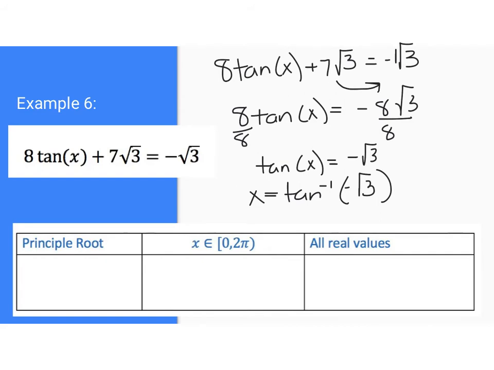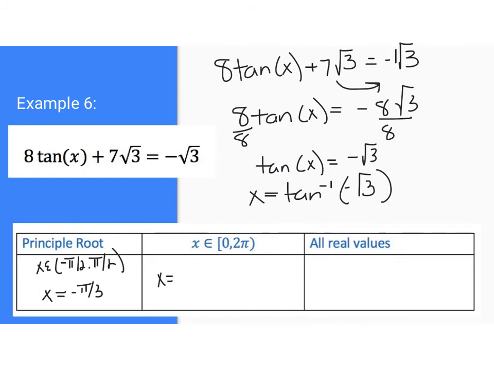So I want to find the place in the unit circle. Again, remember that your principal root for tangent is going to be between negative pi over 2 and positive pi over 2. So I want to find the value that would allow y over x to be negative root 3. That's going to happen at negative pi over 3.